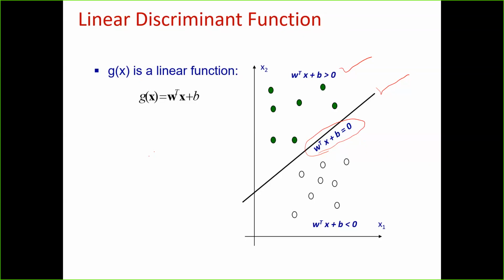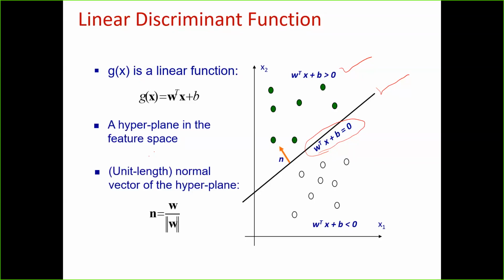So you're trying to learn a separating hyperplane such that all the positive instances lie above the line and all the negative instances lie below the line. That's what we're trying to do. And this is a line in two-dimensional space, a hyperplane in multi-dimensional space.